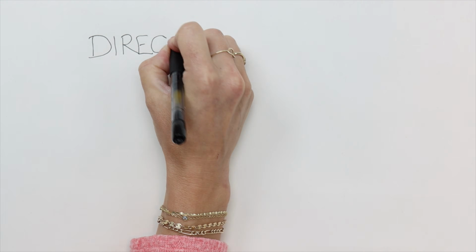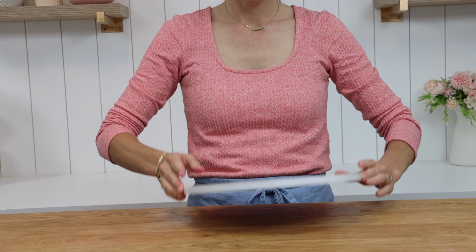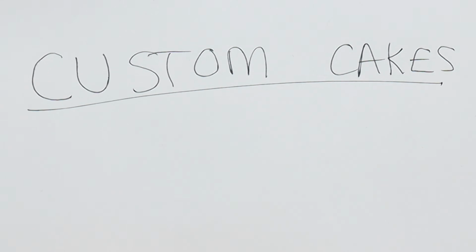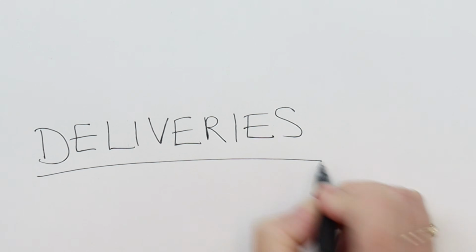The other direct costs to include are the cost of a cake board, the cake box, and any other packaging supplies too. I'll talk about custom cakes and deliveries in a moment. You might be thinking there are a lot more costs to making a cake, and you're right. Those are coming up next, starting with indirect costs.